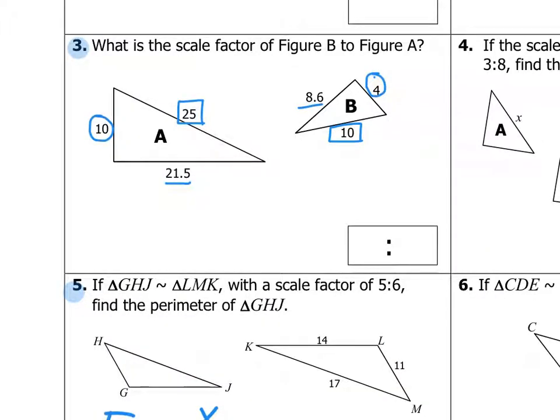Number 3, we want to find the scale factor from B to A. So B would go on top of the fraction, and I kind of already organized. You just have to pick one set of sides. You don't have to do all 3. So just choose one set of sides that correspond and reduce the fraction. You put the B figure to the A figure.